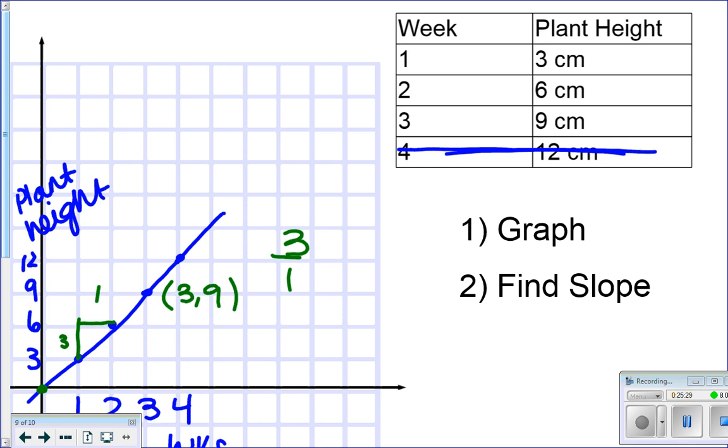Is this not the same as finding the constant rate of change? What's it constantly going up by? 3, right? For every 1 week, it goes up by 3. Same thing as constant rate of change. That's it. That's all. What I need you to do, though, is I need you to get out your book, because I have to tell you about some of them in your book.